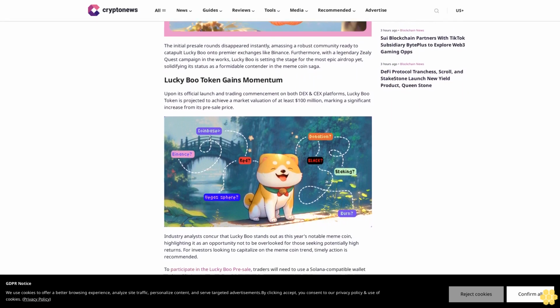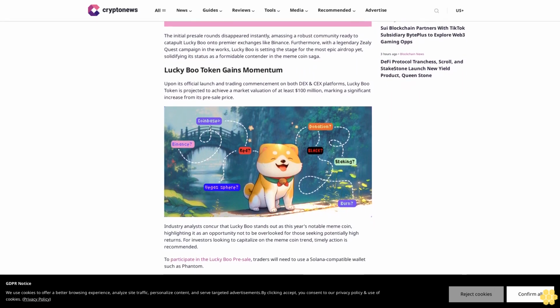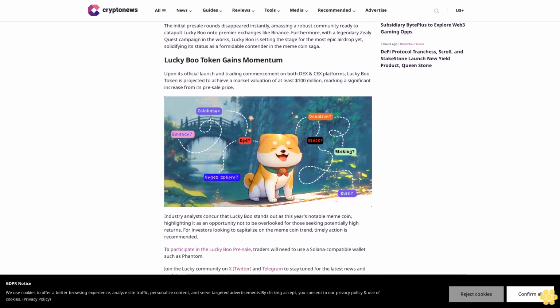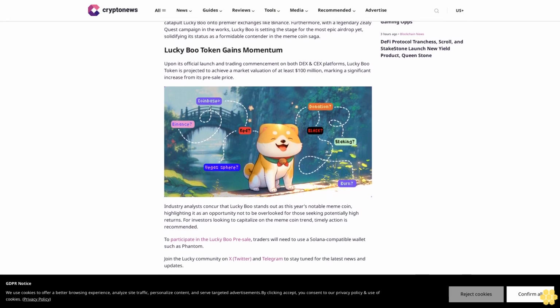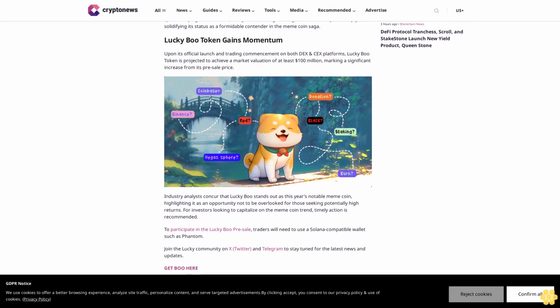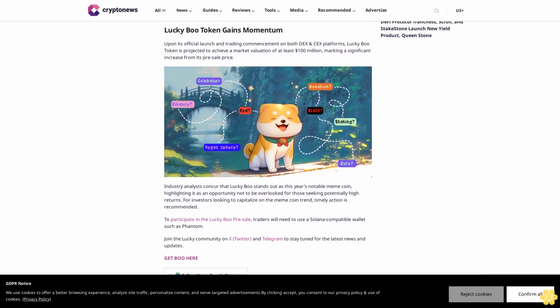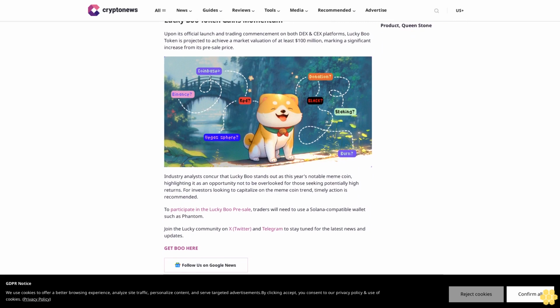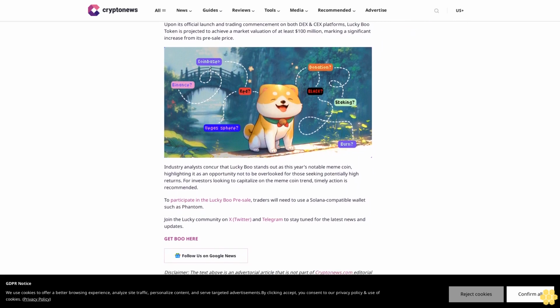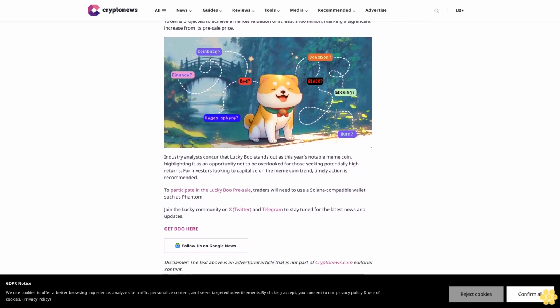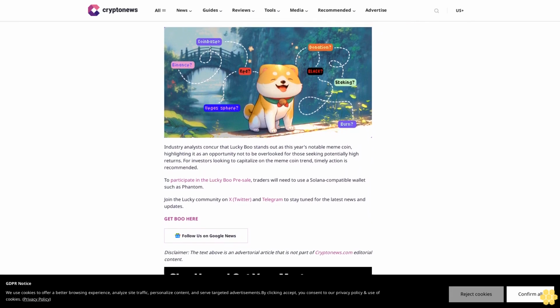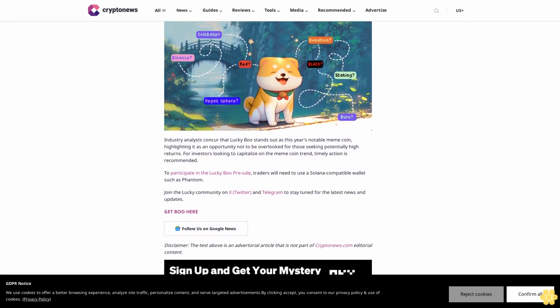Lucky Boo token gains momentum. Upon its official launch and trading commencement on both DEX and CEX platforms, Lucky Boo token is projected to achieve a market valuation of at least $100 million, marking a significant increase from its pre-sale price. Industry analysts concur that Lucky Boo stands out as this year's notable meme coin, highlighting it as an opportunity not to be overlooked for those seeking potentially high returns.